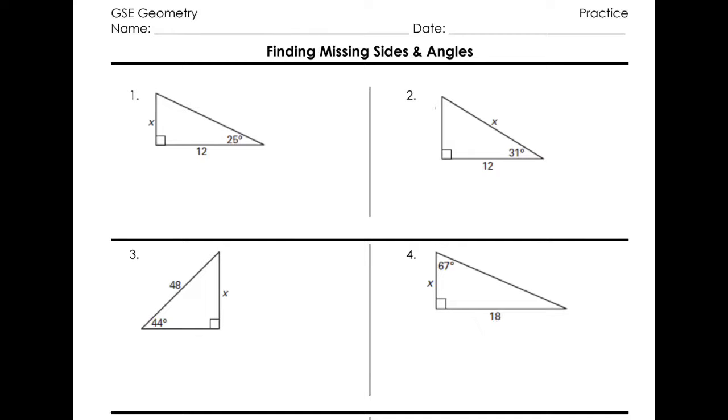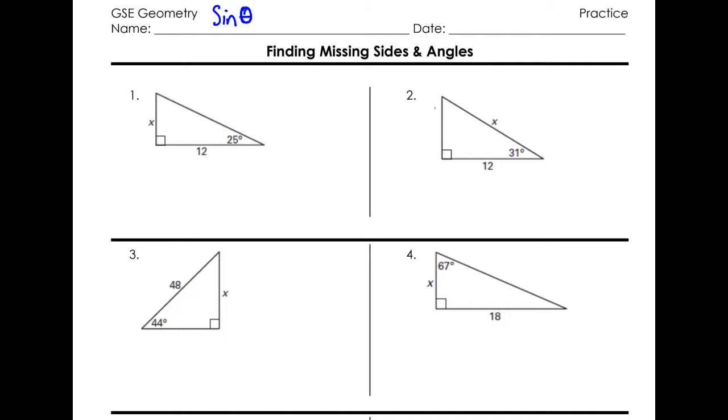Alright, so to find missing sides and angles using trig ratios, we first need to identify what the three trig ratios are, and we're going to use them the whole time, so it's always best to just write them at the top of your paper. So we have the sine of theta. Remember, theta just represents the angle measure. So if we have an angle measure, we're going to put it here, and if we don't know the angle measure, we can use a variable here.